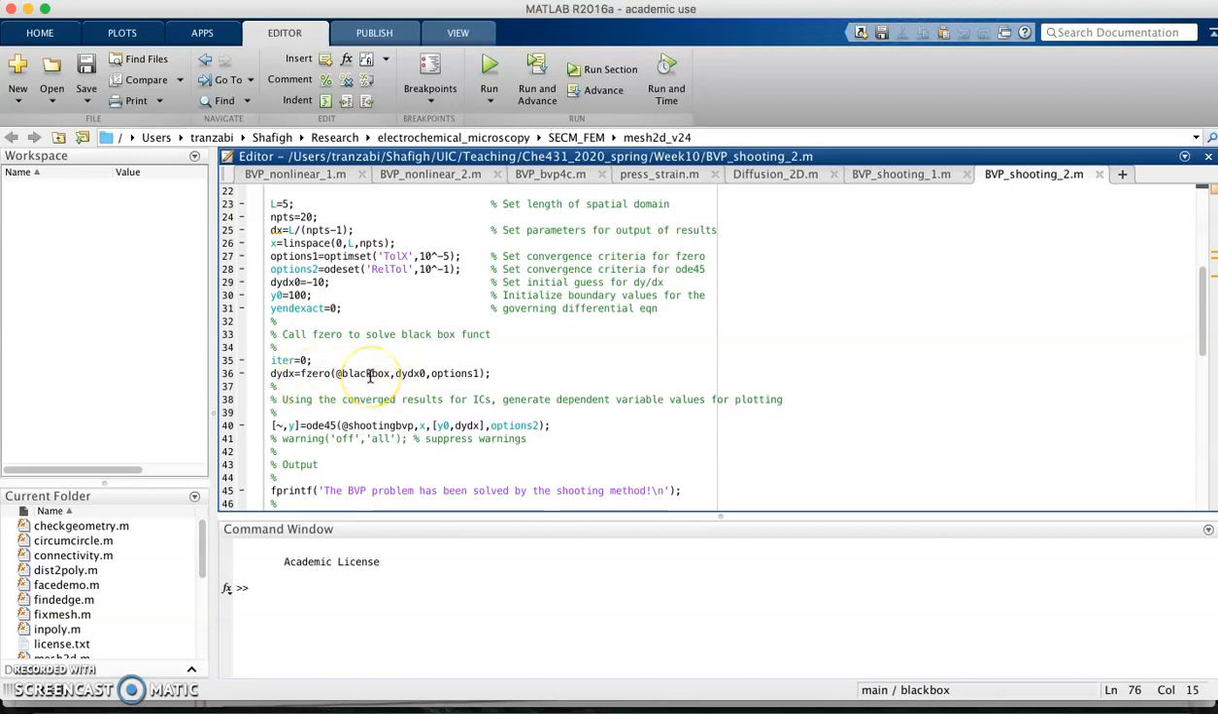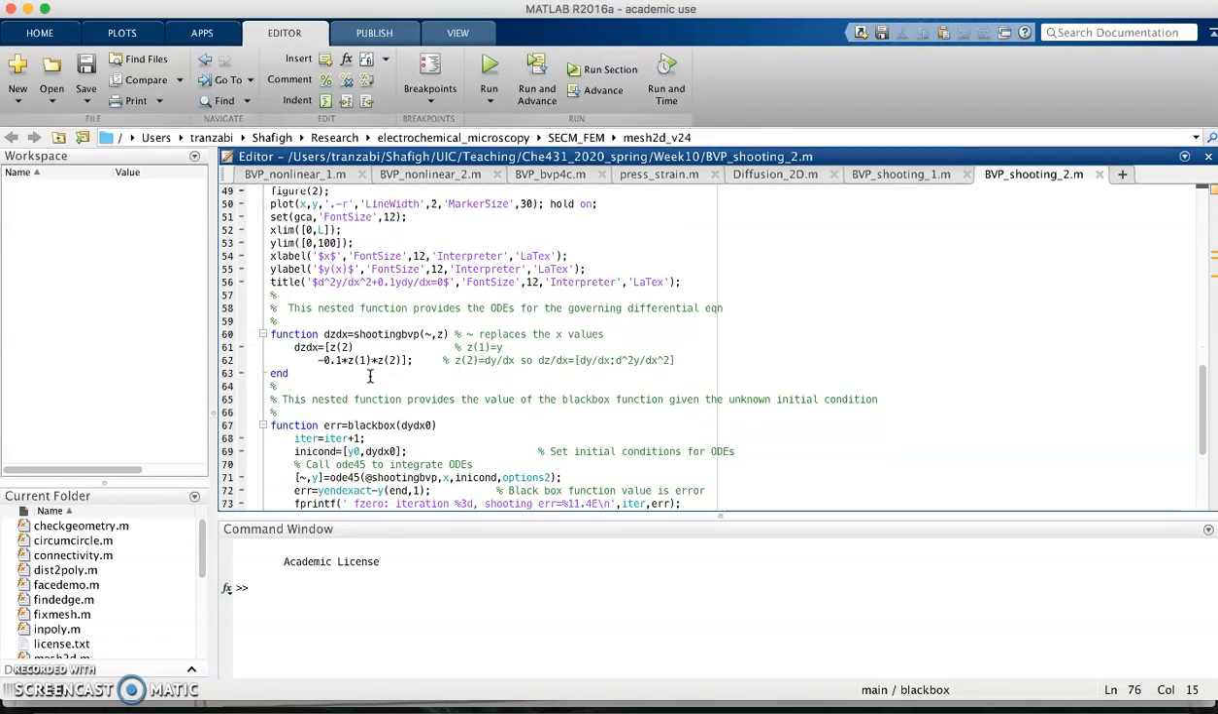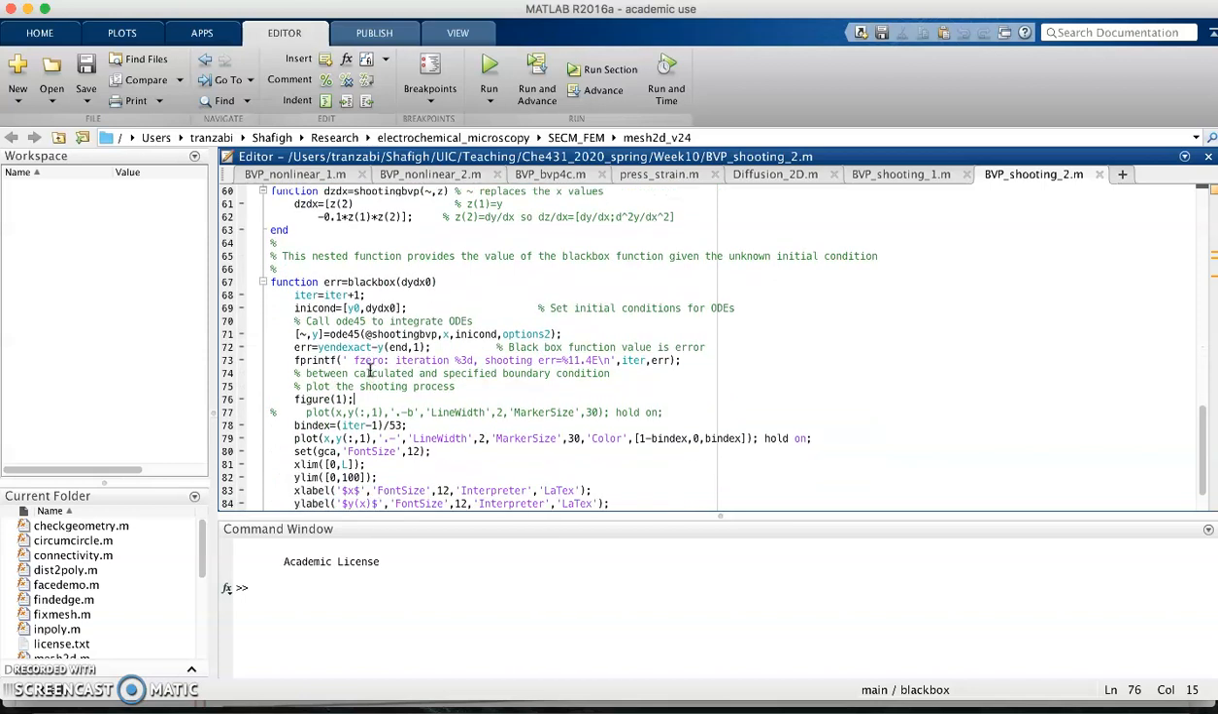So what is in this black box? In this black box, with the initial condition dy dx, I construct a vector including the initial function value and then the initial slope that I guessed. Then I call ODE45 and feed this initial condition into the function as the initial condition for the ODE solver with the tolerance that I set up already up in the code.